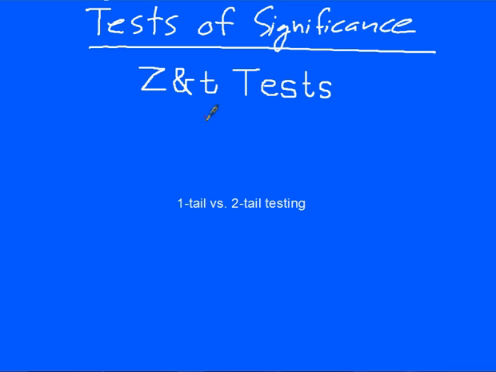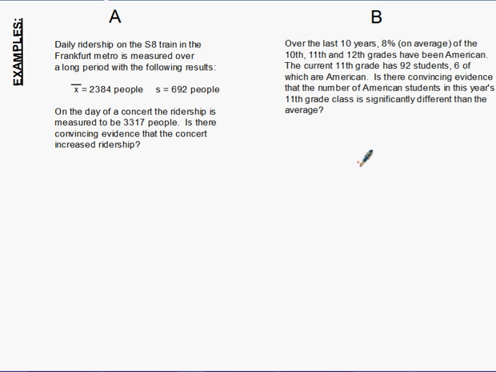Hopefully you've already watched the first video on test of significance, which was the concept video. This is now talking about a little detail, one-tail versus two-tail testing. Let's look at two examples. One is the daily ridership on the S8 train in Frankfurt.